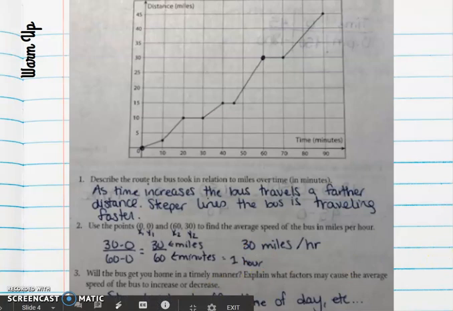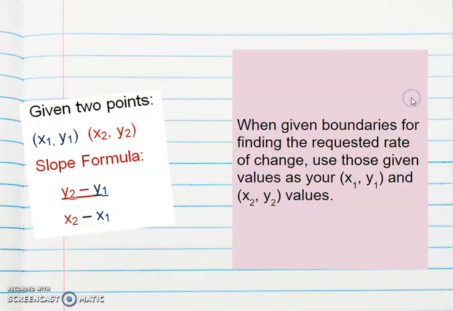In question number 3, it's asking about different factors that affect the average speed of a bus. There are a ton of different factors that impact how quickly a bus can travel down the road, depending on stoplights, traffic, the time of day, and things like that. Just a reminder, when you're given 2 points, you can use the slope formula to find the slope or the average rate of change. In today's lesson, you're going to be given specific boundaries for some of the questions, and you're going to use those values as your x1, y1, and x2, y2 values.